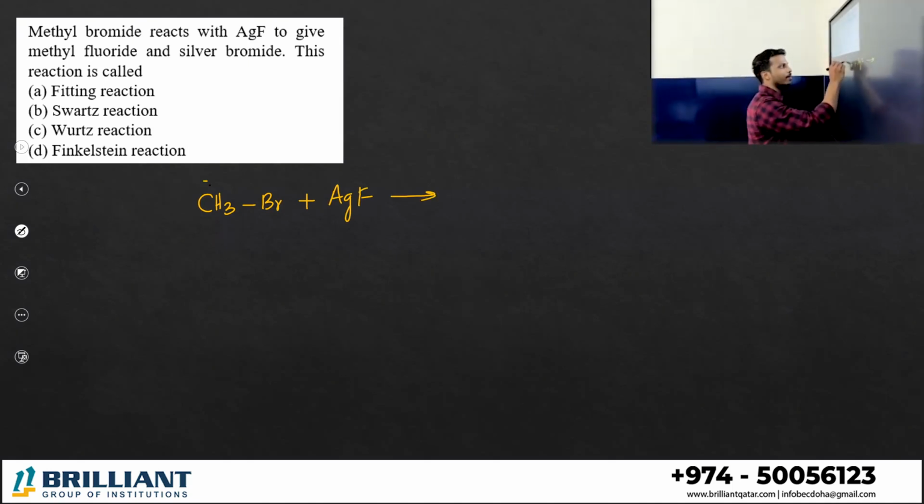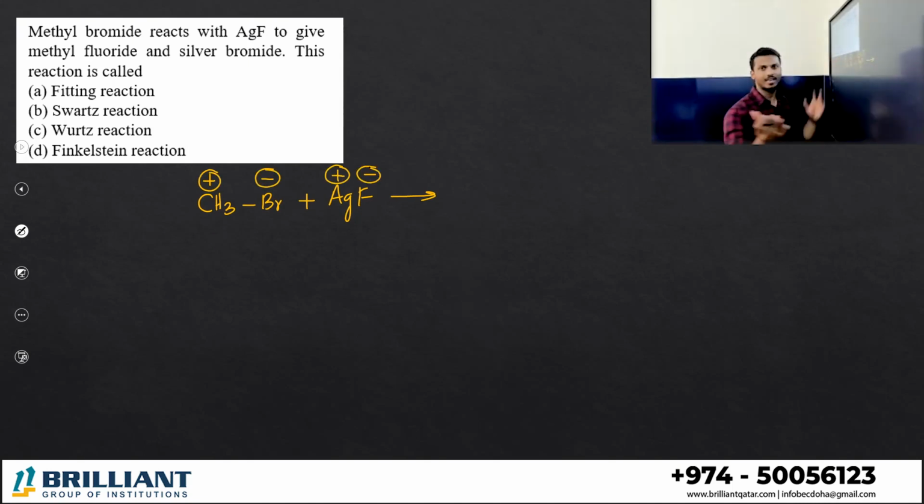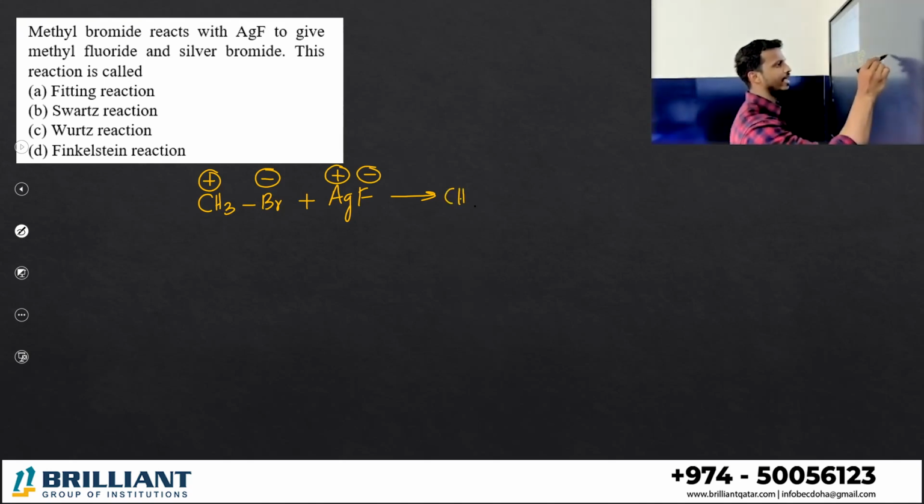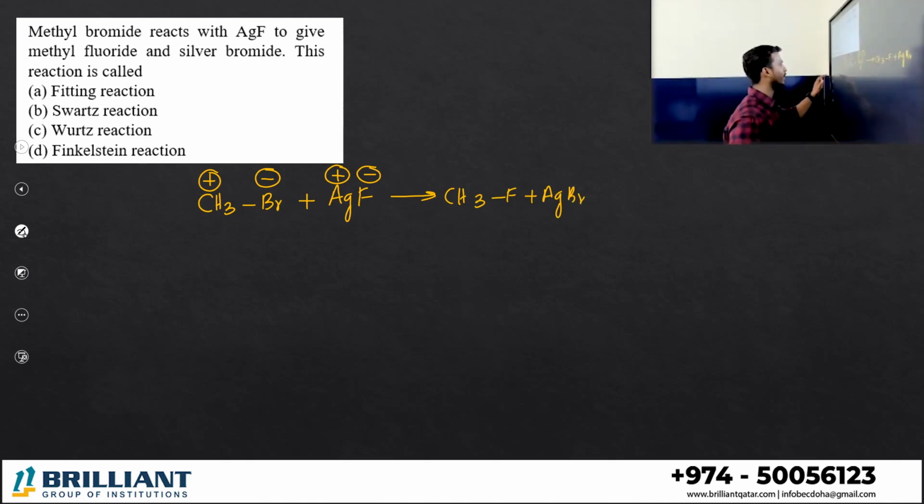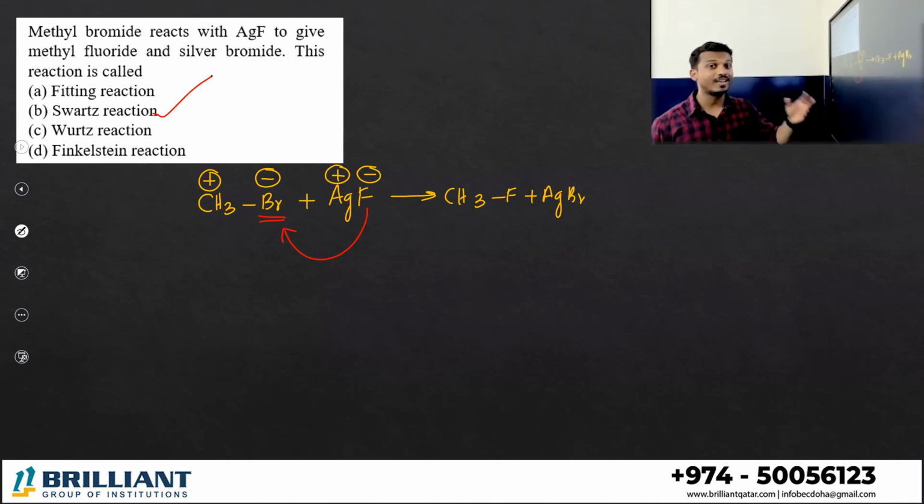This is CH3 plus Br minus. This is Ag plus F minus. Double displacement. You will get CH3F and AgBr. What is happening here? Bromine is exchanged by fluorine. Halogen exchanging reaction with the fluorine is known as Swarts reaction. Correct? Swarts reaction. What about Finkelstein? Finkelstein with the iodine.